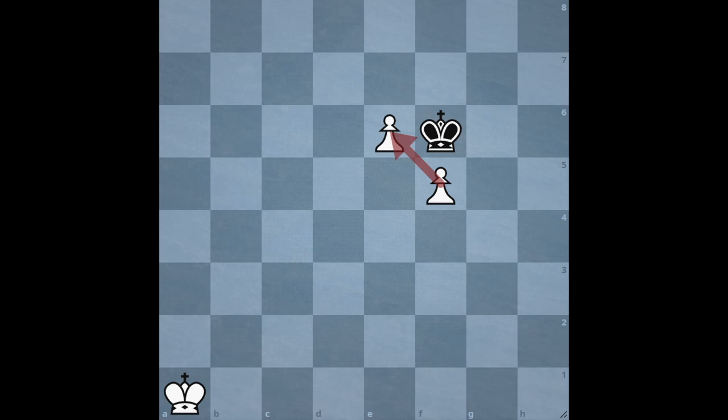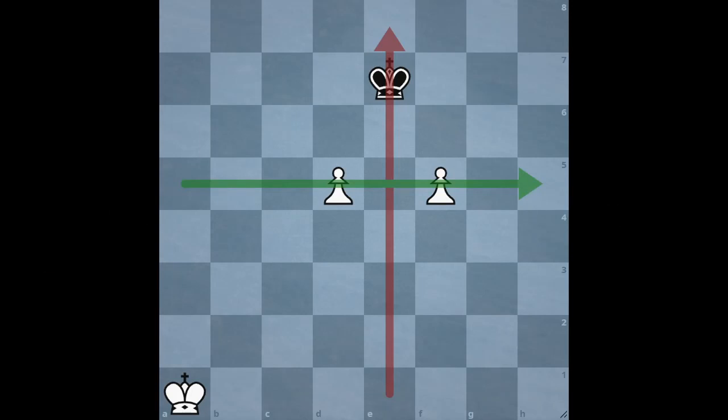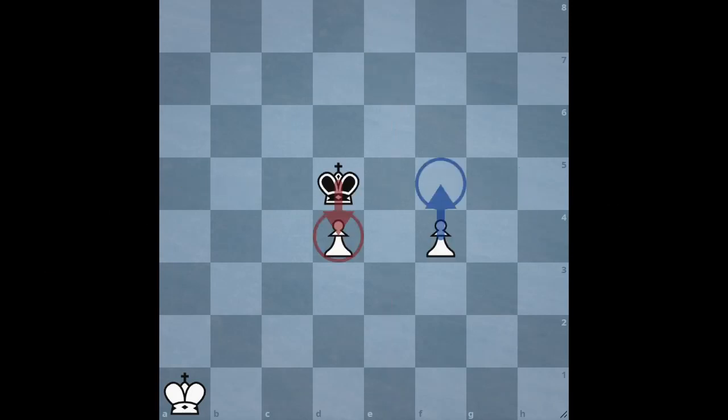At the same time, the frontal attack is not possible as the backward pawn protects its more advanced colleague. When we have two pawns standing on the same rank separated by one empty file, the pawns are safe. The defending side cannot capture both pawns because when one pawn is attacked, the other advances and then the backward one cannot be captured.